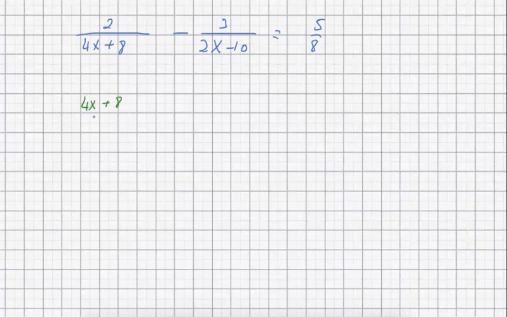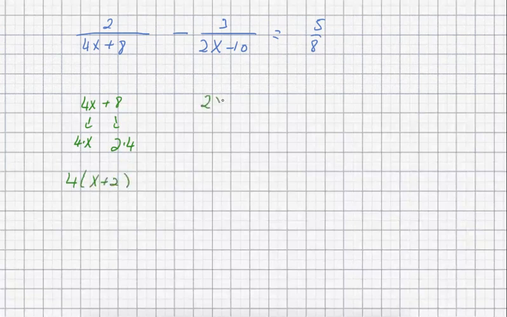4 times x, and then 8 times 1. Right, 8 times 1. But can you divide it into something else? 2 times 4. 2 times 4. Because now we have something common between those two. The 4. So put the 4 on the outside and then x plus 2.